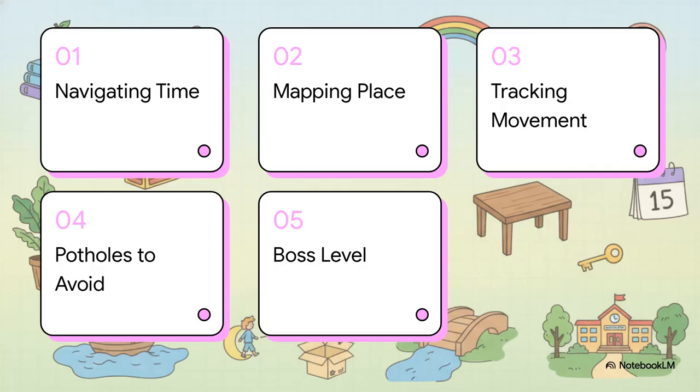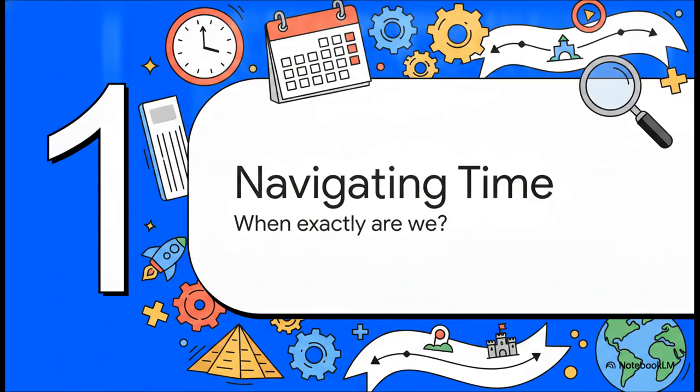All right, here is our roadmap for today. First, we'll travel through time, then we'll pinpoint our place, track some movement, learn how to dodge those common grammar potholes, and finally, we are going to beat the boss level of phrasal verbs. Let's kick things off with Section 1, Navigating Time.